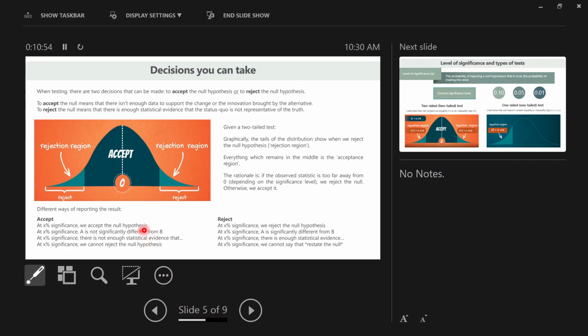So on rejection, you can say at X% significance, reject the null hypothesis. At X% significance, A is significantly different from B, and so on. So that's just how you report.